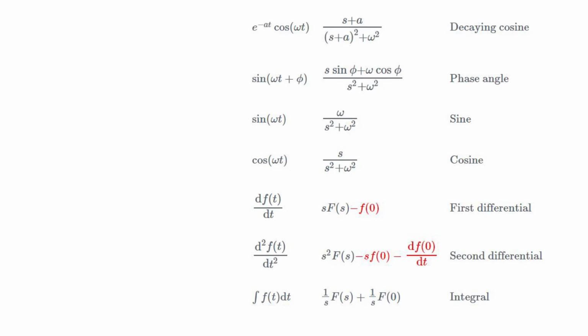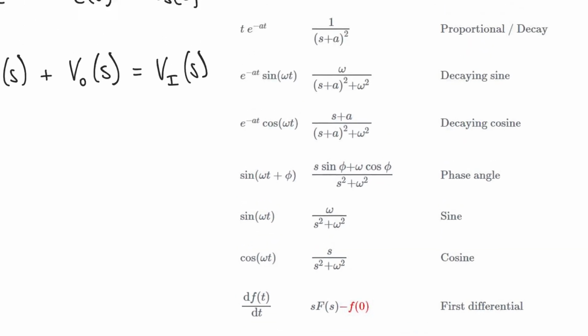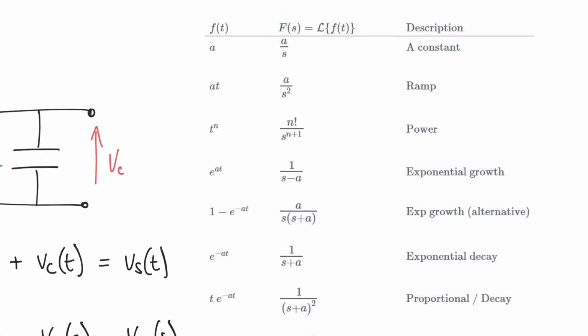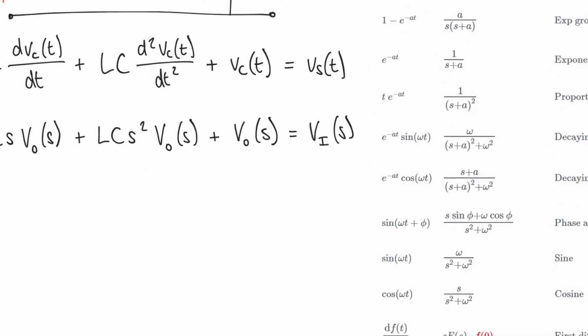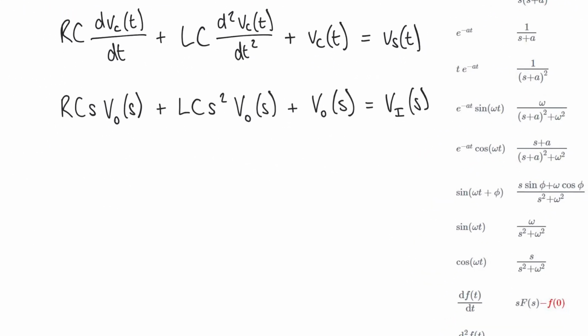And just an ordinary function of time, Vc of t, is going to become VO of s in our case here. And same for this Vs of t, it's going to become Vi of s. And so again, notice that we've ignored the initial conditions in this particular example, which fortunately for us keeps things nice and simple. Again, notice that these constants RC and LC, they just remain the same. They're not affected by the Laplace transform here.